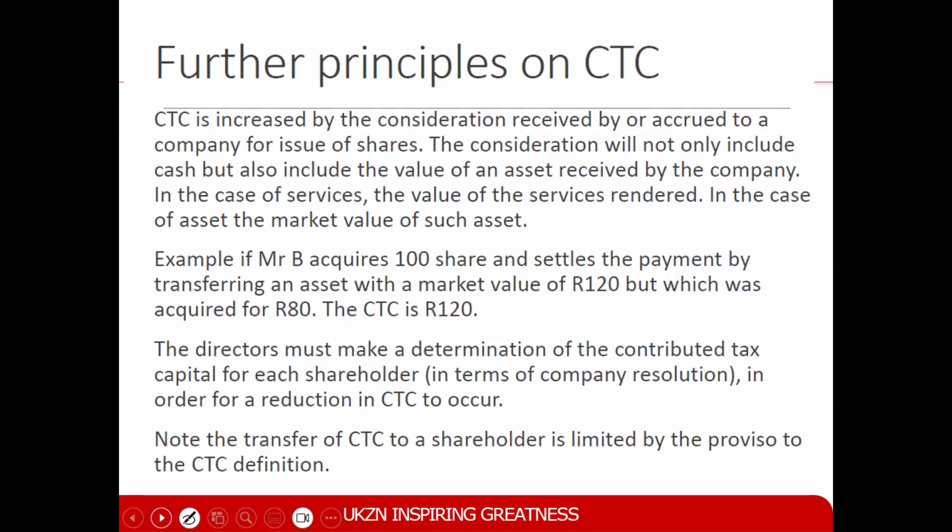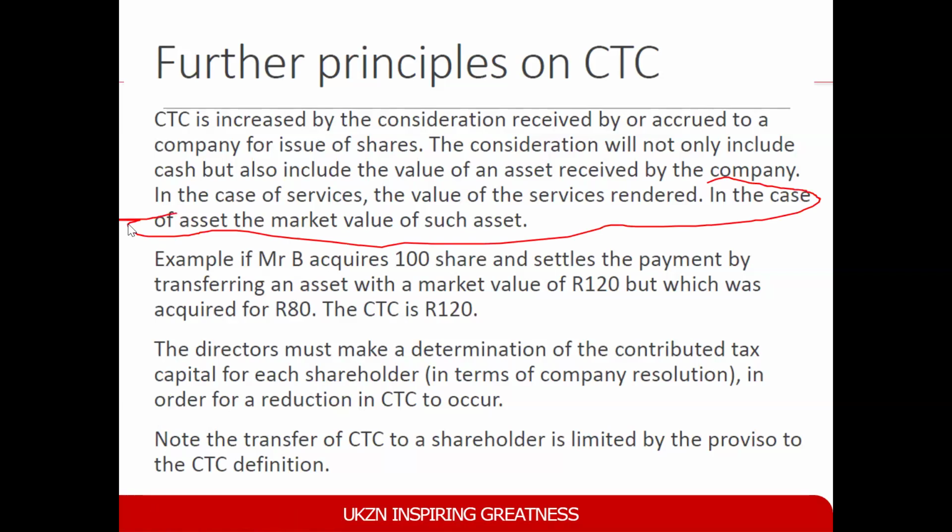We've got an example of Mr. B. He acquires 100 shares and settles the payment by transferring an asset with a market value of 120, which was acquired for 80. The CTC is 120. Why? Because we use the market value. They are very clear here. They say in case it's an asset, what do we use? We use market value. So in this case you use market value, which is 120. So the directors must make a determination of the contributed tax capital for each shareholder. In order to reduce it, they need to know how much each shareholder contributed, in case they transfer monies which they deem to be a reduction in CTC.